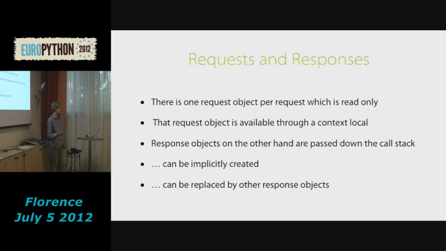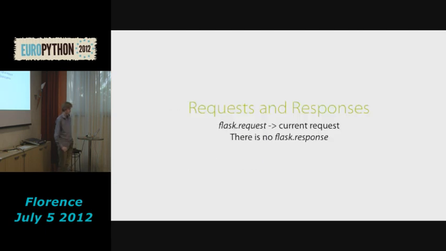And some other parts in the system can replace the response object as it's passed down through to the WSGI app. This seems to be very confusing behavior for people that start using Flask coming from PHP or I think even Pyramid. But you have to be aware that there is an explicit response object creation. So flask.request is the current request, but there is no flask.response. That just doesn't exist. So how do you deal with not having this global response object?